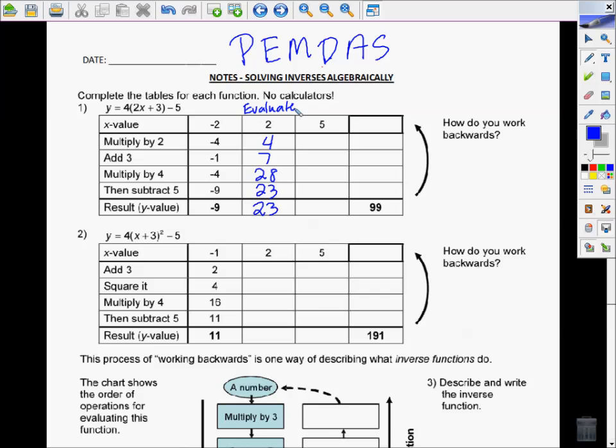You're evaluating with PEMDAS. I took the 2 and I plugged it in for X. Okay, so I'm going to do the same thing with 5. I'm going to evaluate. So 5 times 2 is 10. 10 plus 3 is 13. 13 times 4 is 52. 52 minus 5 is, and so my answer would be 47. That again is evaluating. Okay?